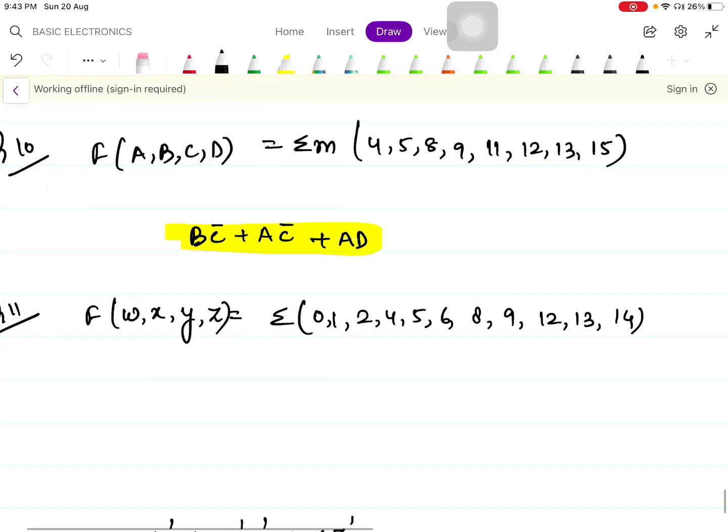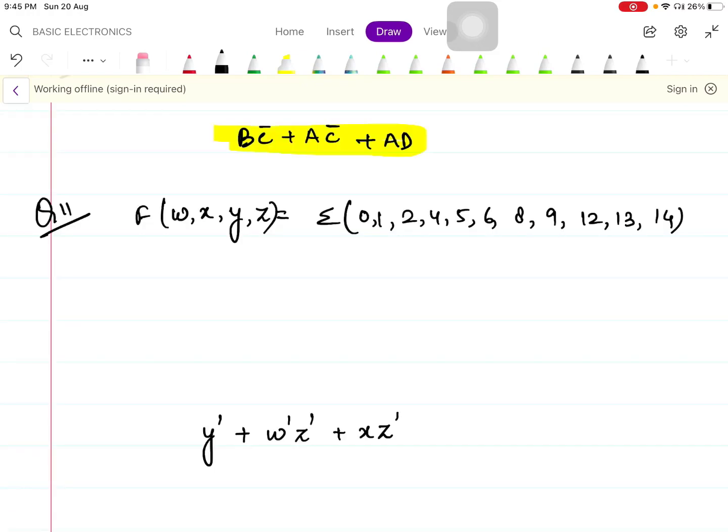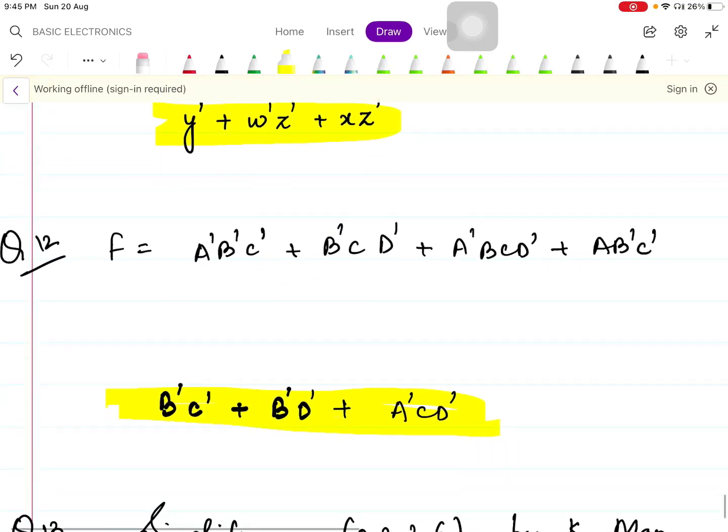Let's move on to another question. Again, question given, answer already written. So kindly verify your answer by solving this question. Another question, as you can see here, f is a function of w, x, y, z, not a, b, c, d this time. So instead of writing a, b, c, d variables in the K-map, you have to write the variables w, x, y, z. So try to solve this question as well. I have already given the answer. So do verify it. Let's move forward.